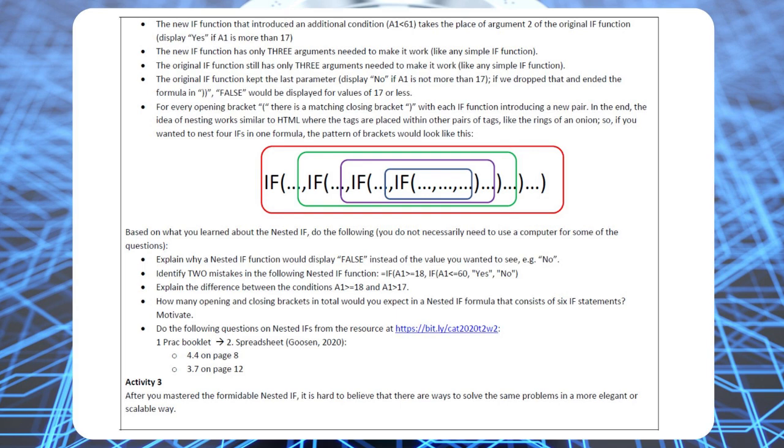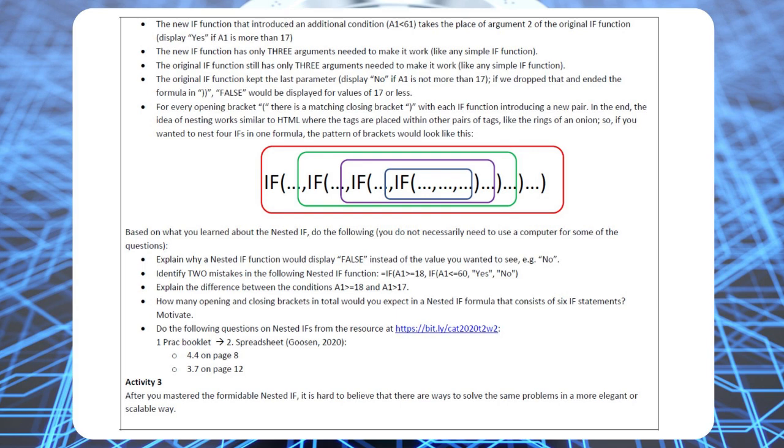The new IF function has only 3 arguments needed to make it work, like any simple IF function. The original IF function still has only 3 arguments needed to make it work. The original IF function kept the last parameter, display no, if A1 is not more than 17. If we dropped that and ended the formula in a bracket, FALSE would be displayed for values of 17 or less. For every opening bracket, there is a matching closing bracket, with each IF function introducing a new pair.